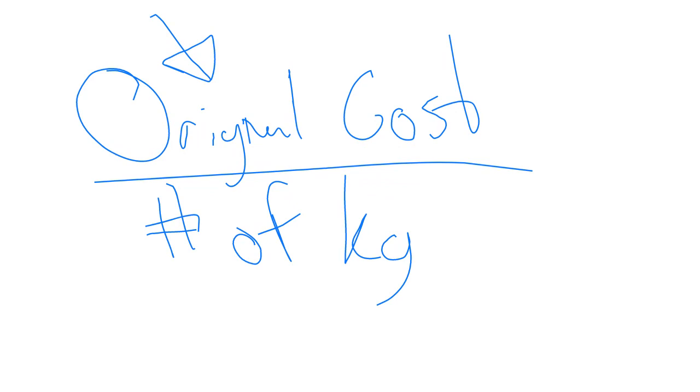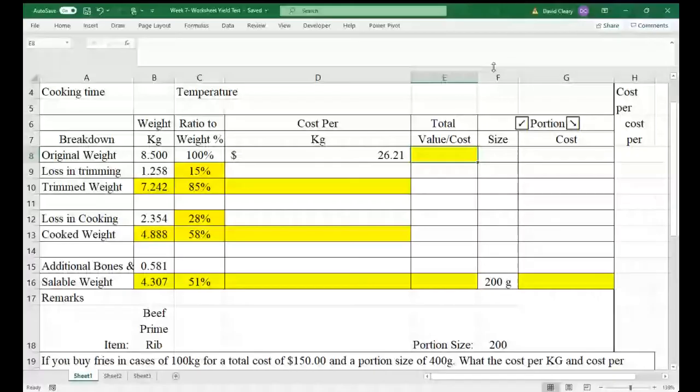So first, we have to calculate the total or original cost. And how we do that is we multiply the original weight by the original cost per kilogram. So the original total cost of our prime rib was $222.79. But as we've trimmed it and cooked it, the weight of our prime rib has changed. Because the weight has changed, it's affected the cost per kilogram.